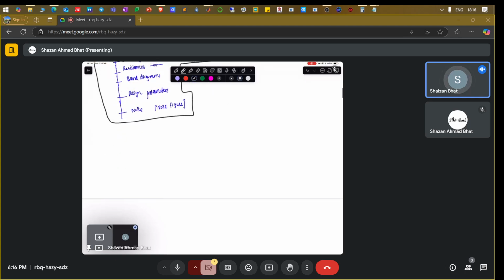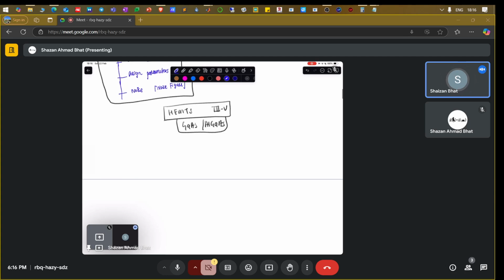Okay, let's talk first about high electron mobility transistors. Basically III-V, gallium arsenide, aluminum gallium arsenide based III-V devices. Then we will jump into what modulation doping is in these particular devices.